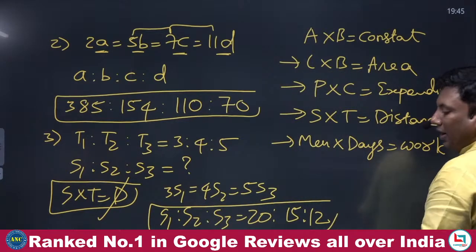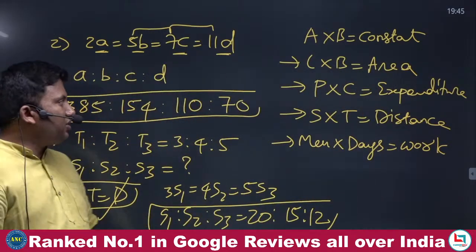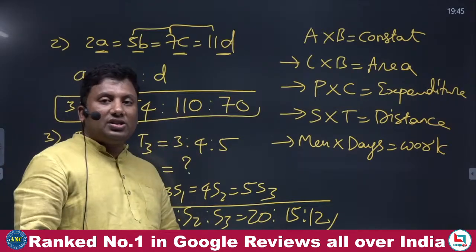Speed ratios will be 20 is to 15 is to 12. 20 is to 15 is to 12. Product of two parameters is constant.